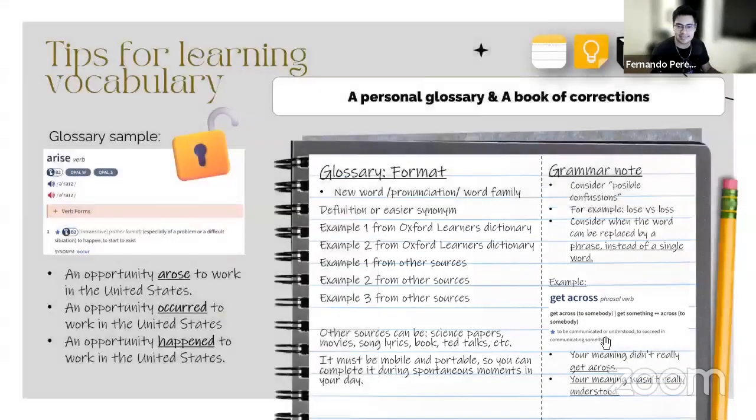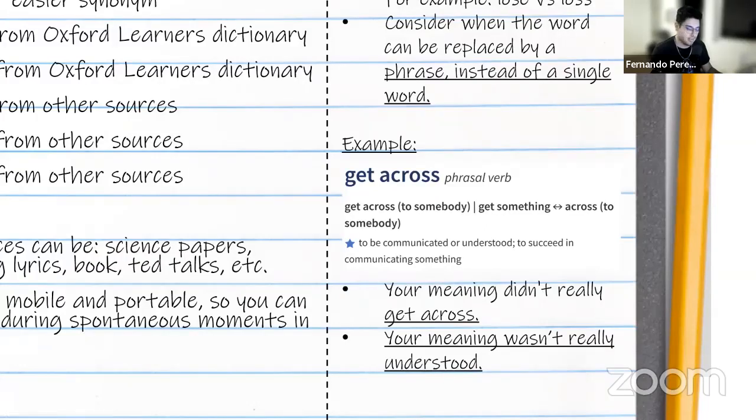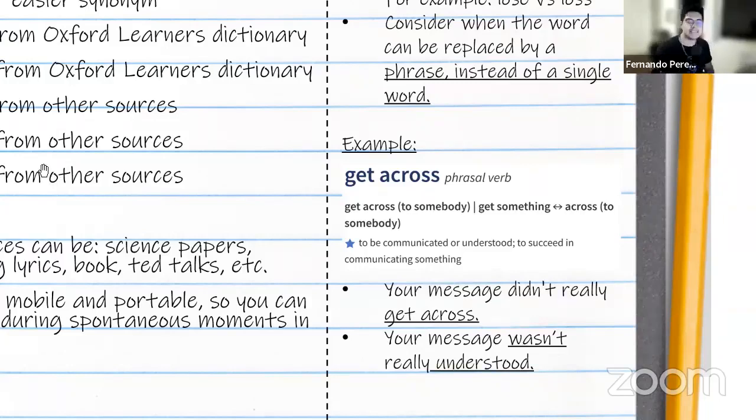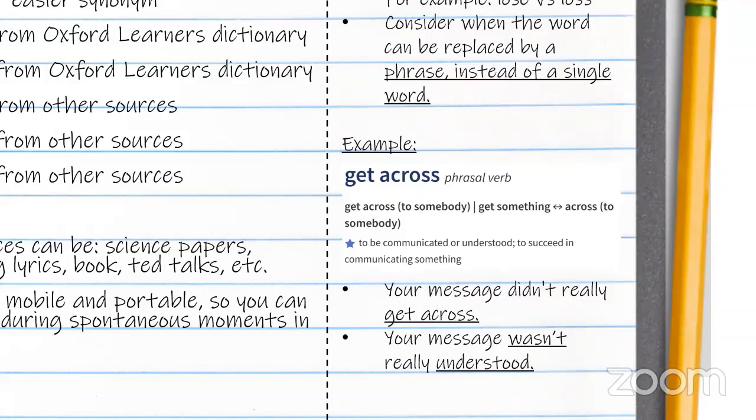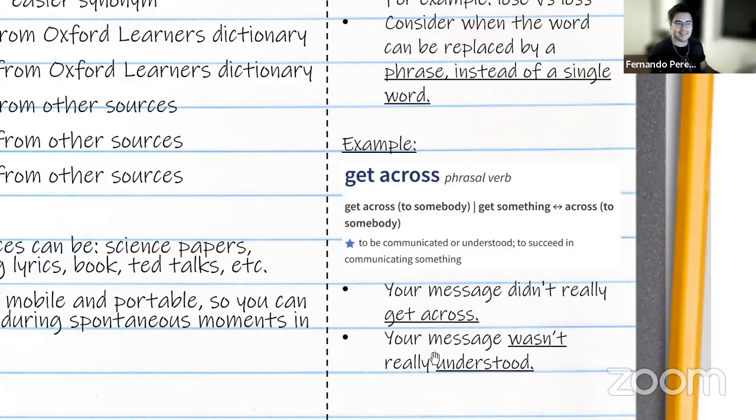According to the definition, you can say this. Your meaning didn't really get across. Let's change the word meaning if it's too difficult to understand. Let's say, your message. That's going to be easier for you to understand. Your message didn't really get across. Your message wasn't really understood. Do you see how this works? Yes. Is it easier to understand? Yes, totally. Well, that's the way we are going to use it. This is precisely the way we are going to use the glossary.